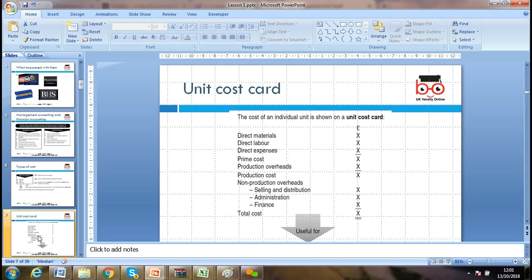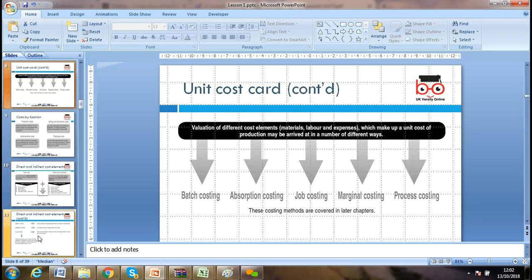Then we have a non-production overhead. Non-production overheads are not directly related to the production, but still these are costs. Selling and distribution is a cost. Administration is a cost. Finance is a cost. So when we add them all, it becomes the total cost. So we can divide by how many units we are producing to find the cost of one unit, and then we can decide what price will be appropriate to charge the customer. Of course, we look at our competitors.